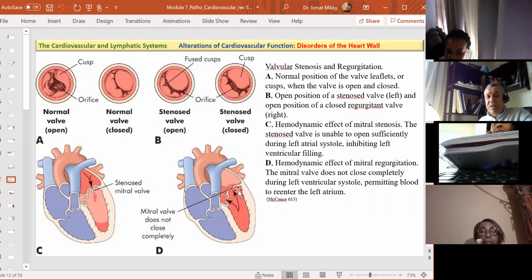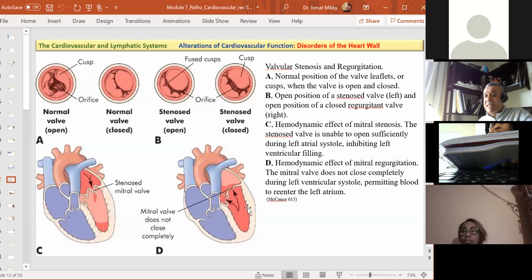That's when, during ventricular systole, the left ventricle is supposed to contract and eject blood through the aortic valve to the systemic circulation. Is the mitral valve supposed to be closed or open during the ventricular systole? It's supposed to be open, right? No, during contraction of the left ventricle to eject blood through the aortic valve, the mitral valve is supposed to be completely closed.